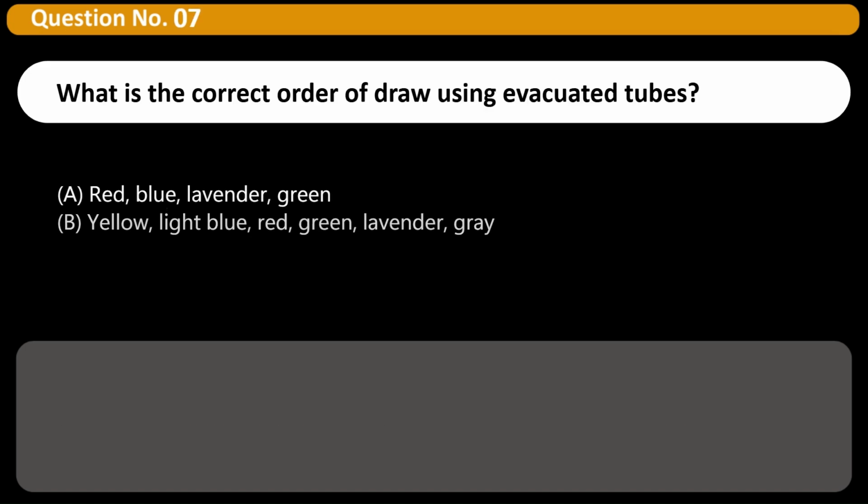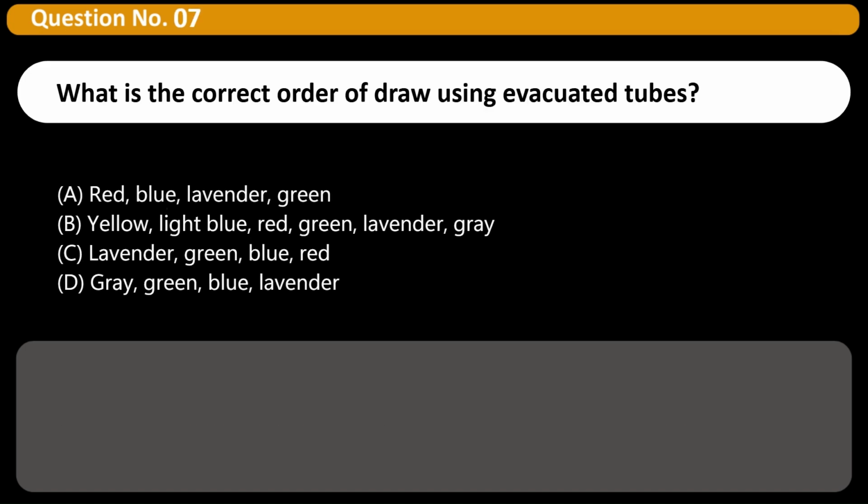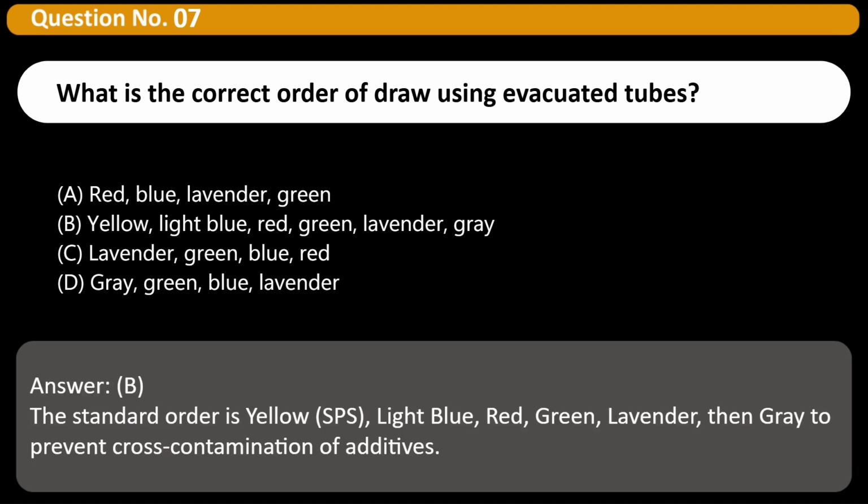What is the correct order of draw using evacuated tubes? A. Red, blue, lavender, green. B. Yellow, light blue, red, green, lavender, gray. C. Lavender, green, blue, red. D. Gray, green, blue, lavender. Answer: B. The standard order is yellow, SPS, light blue, red, green, lavender, then gray to prevent cross-contamination of additives.